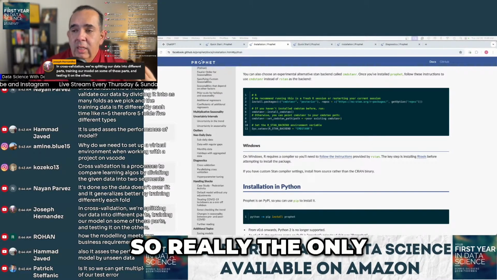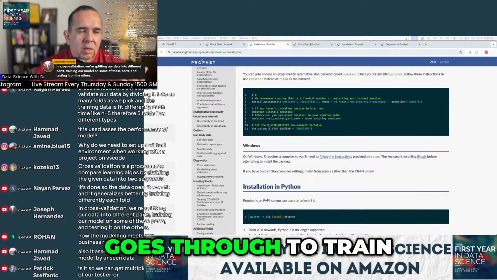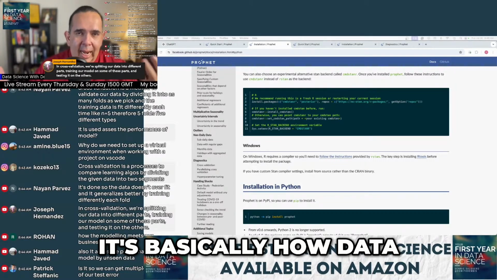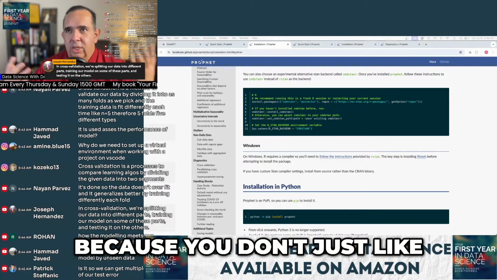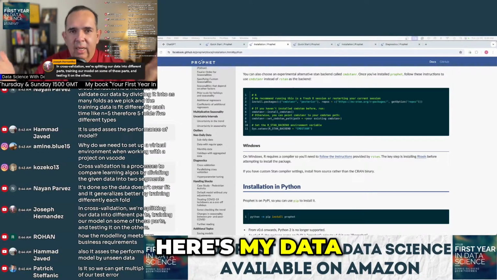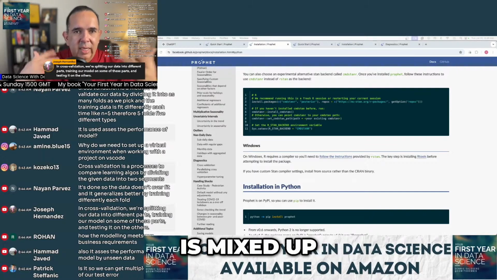Yeah, so really the only thing I would add to Joseph's answer is that it's the process that a model also goes through to train itself overall. It's basically how data science is achieved, right? Because you don't just say, well, here's a math formula, here's my data, go to it, right? Cross-validation is that process where all of that is mixed up.